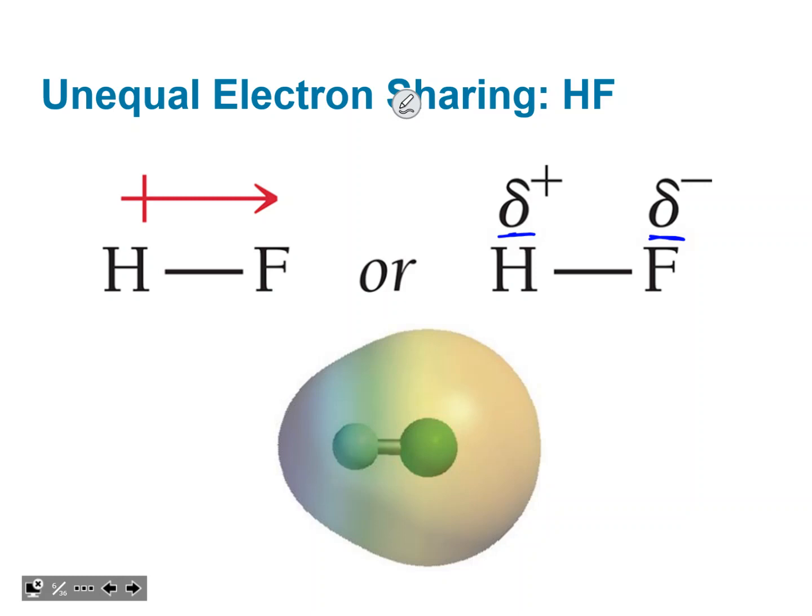But if you have directional dipoles canceling each other out, then that becomes nonpolar, because you do not have a particular side of the molecule that is partially positive or negative, because they all cancel each other out. We're going to look at an example like that as well.